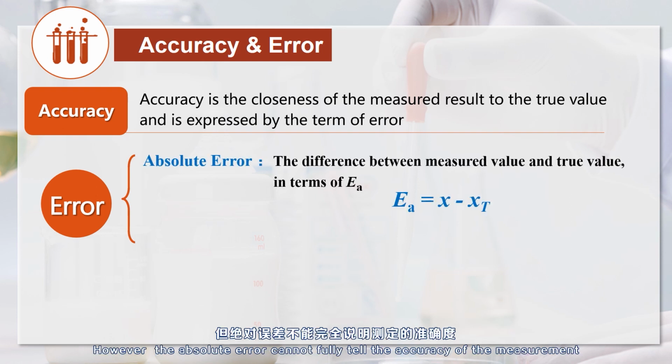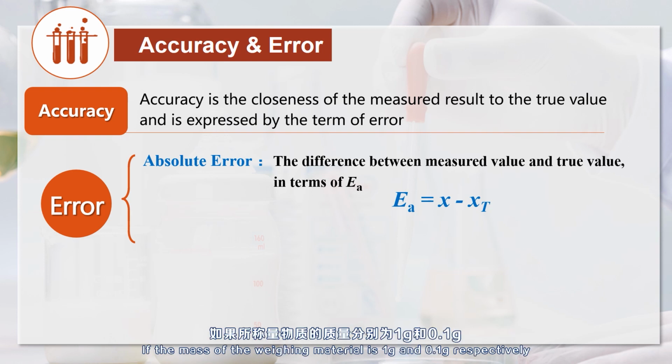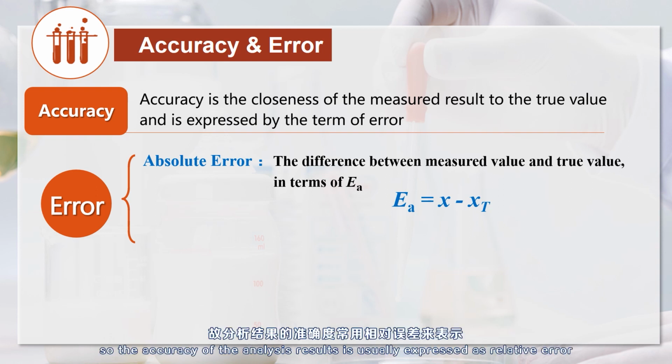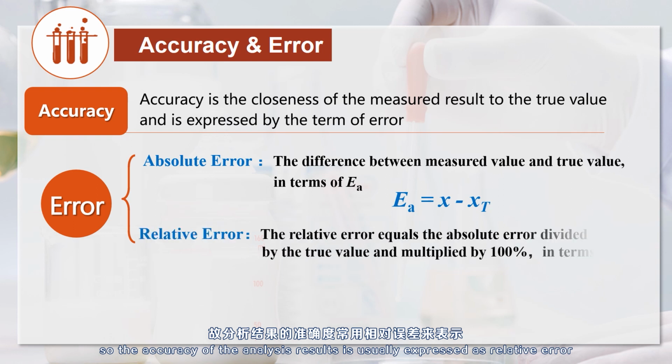However, the absolute error cannot fully tell the accuracy of the measurement, because it is not associated with the quantity of the tested substances. If the mass of the weighing material is 1 gram and 0.1 gram respectively, and both the absolute error of the weighing is 0.0001 gram, then its meaning is different. So the accuracy of the analysis result is usually expressed as relative error.